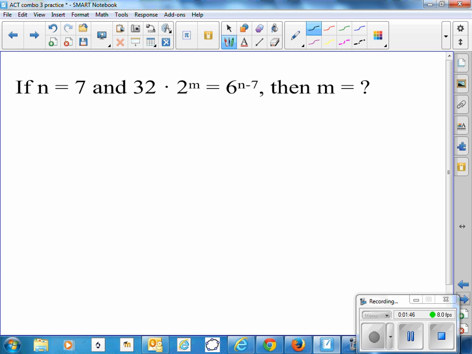Okay, so if n equals 7 in this equation, 32 times 2 to the m equals 6 raised to the n minus 7, then what would m have to be? What is m? Well, let's go ahead and write this with where n is 7. So we say 32 times 2 to the m equals 6 raised to the 7 minus 7.